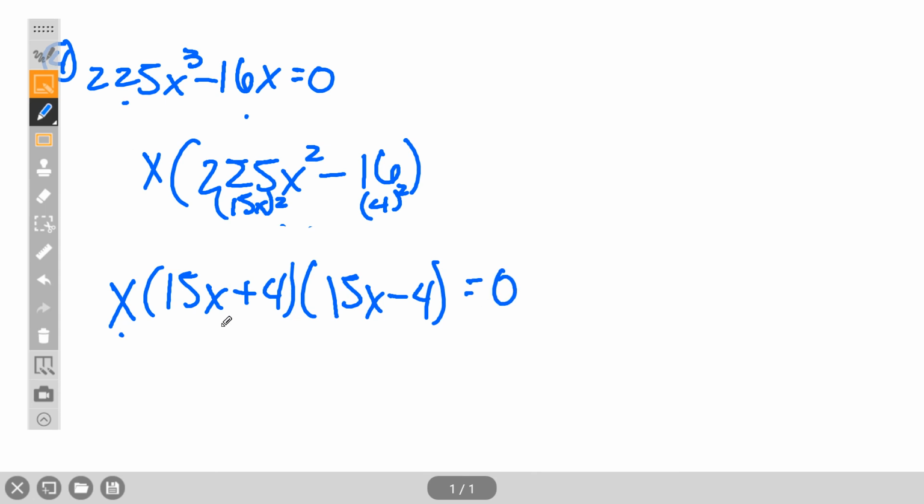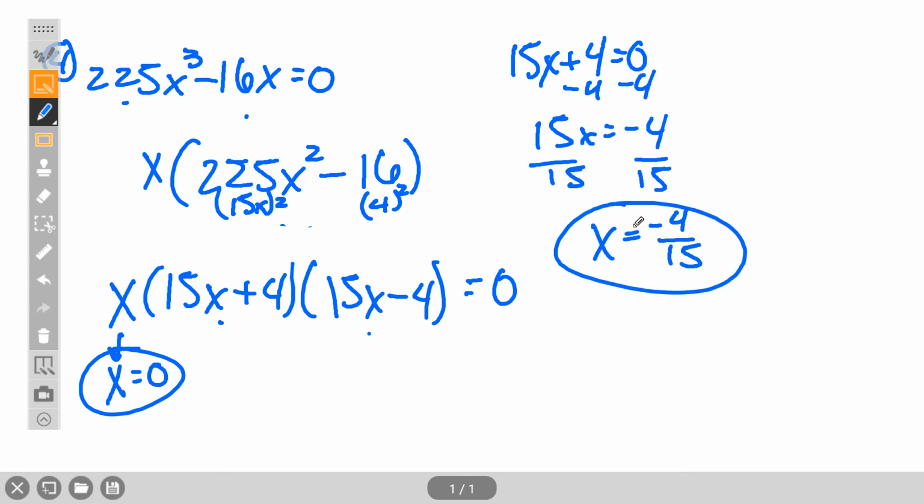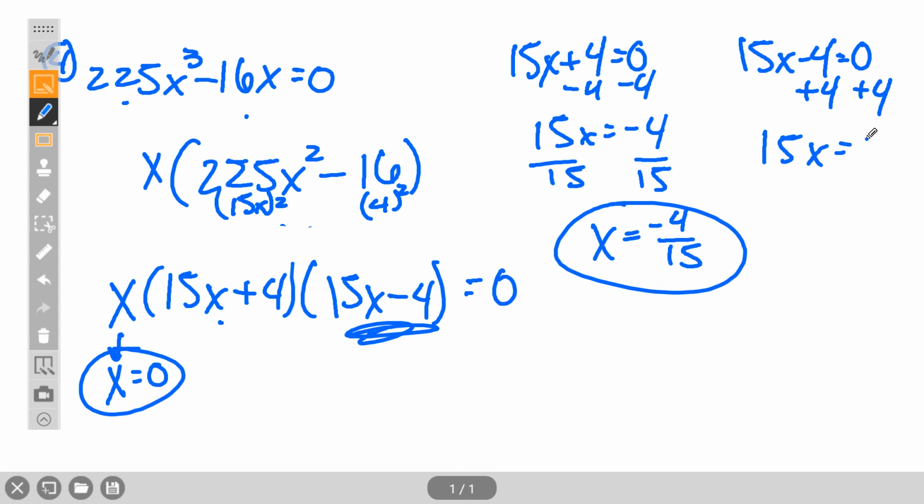At this point, we just set each one of our three factors equal to 0. So take the x, set it equal to 0. There's one of our solutions. Take the 15x plus 4 and set it equal to 0. Divide by 15, and we get x is equal to negative 4 over 15. That's another one. And then the last factor, 15x minus 4, set that equal to 0. Add 4, divide by 15, x is equal to 4 over 15.